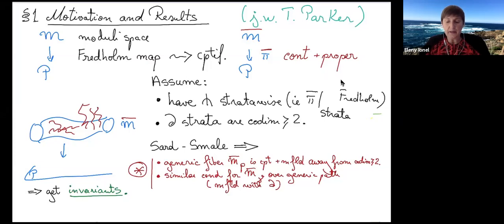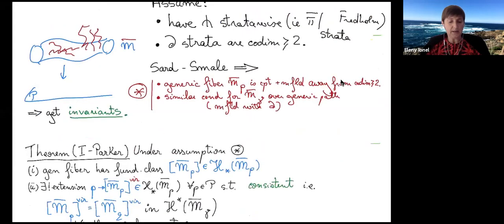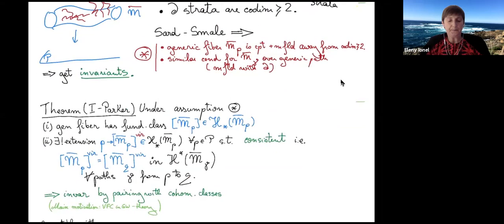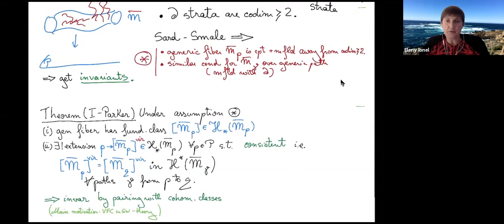So the result I would like to discuss today is joint work with Tom Parker. The same conditions that we usually have from Sard-Smale imply that we get not just invariant numbers, but actually a virtual fundamental class. The result is as follows. Under the assumptions star, the same assumptions as here, it doesn't matter how we got them. Maybe we got them from the Sard-Smale theorem.